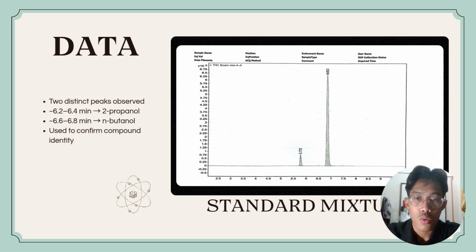This slide shows the chromatograph for the standard mixture. Two distinct peaks are observed. The highest peak at around 5.7 minutes corresponds to 2-propanol, while the second peak at around 6.8 minutes corresponds to N-butanol. This standard mixture is used as a reference to confirm the identity of the compounds in the unknown sample.